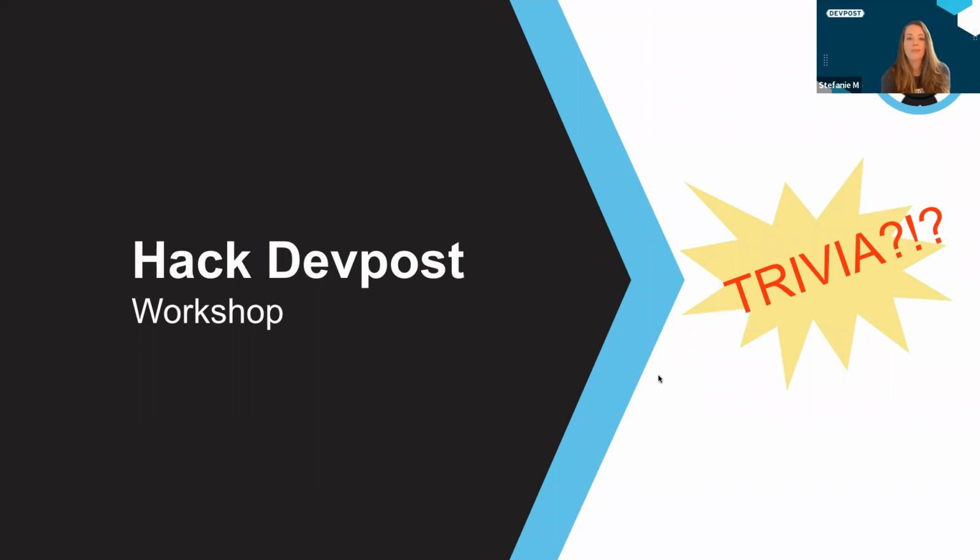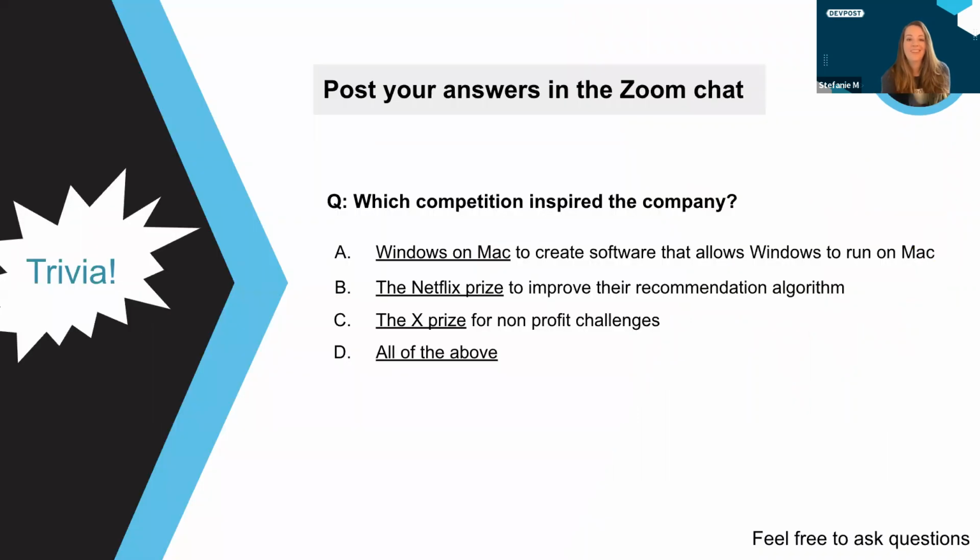Okay. Trivia. Which competition inspired the founding of this company? There's the Windows on Mac competition, the Netflix prize for their recommendation algorithm back in the day, and the X prize, which is like a huge nonprofit prize competition site, and then D, all of the above.